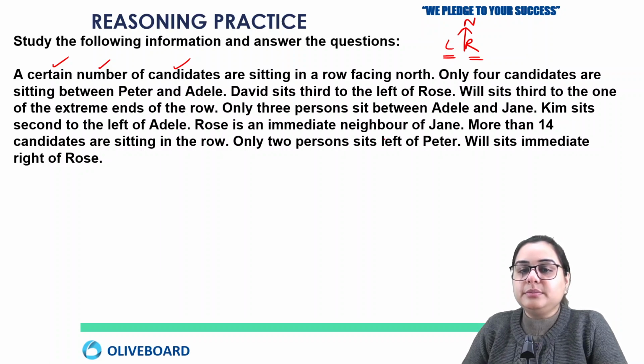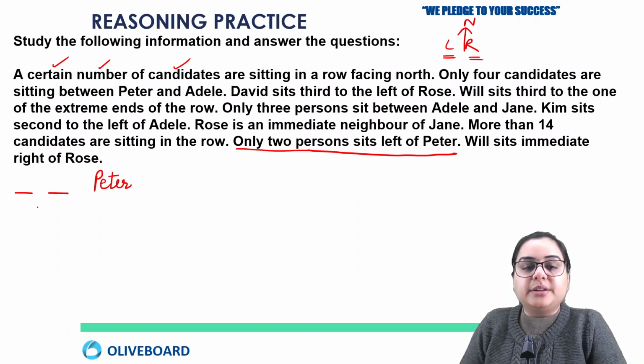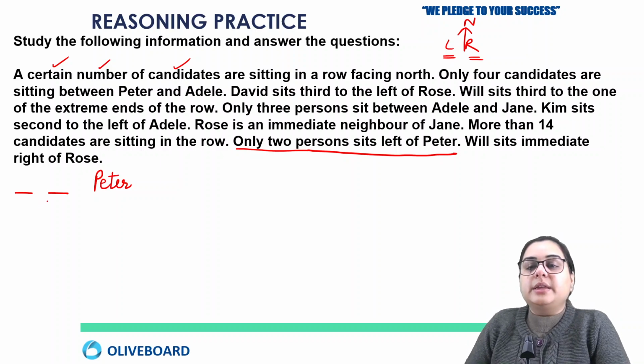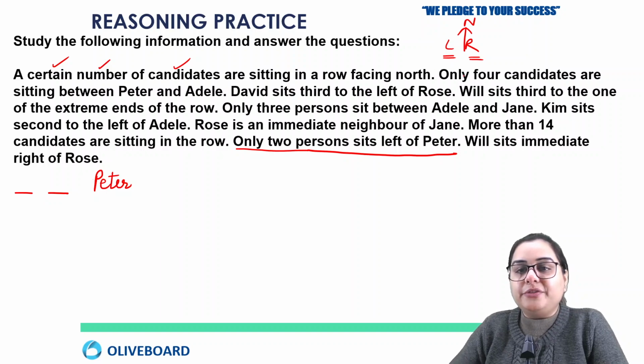So here, in the last, you have that only 2 persons sit to the left of Peter. Only 2 persons sit to the left of Peter. So here I'm going to take Peter, and towards the left of Peter there are just 2 persons. And is there any other information about Peter? Let's find that. Only 4 candidates are sitting between Peter and Adele.